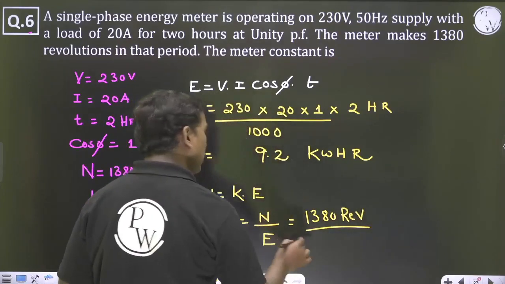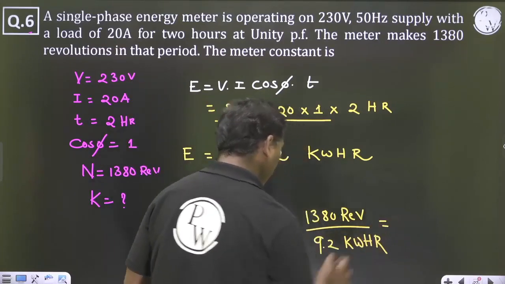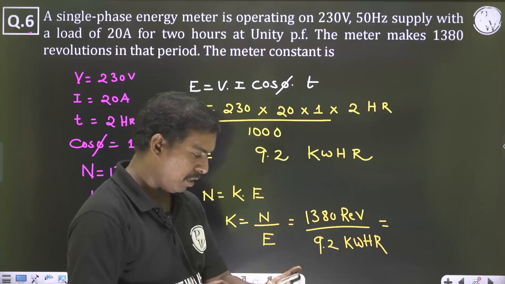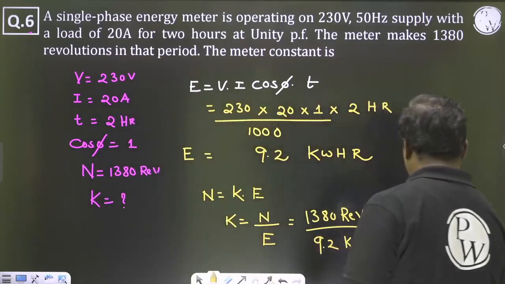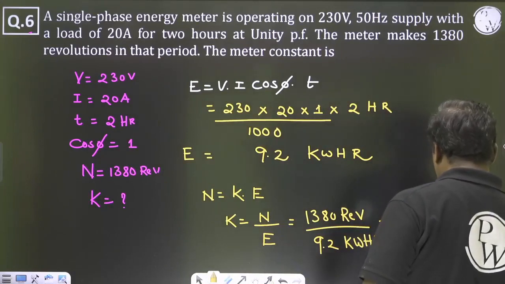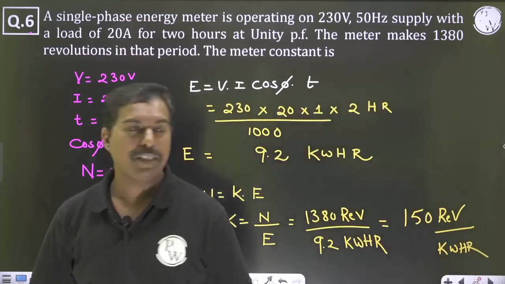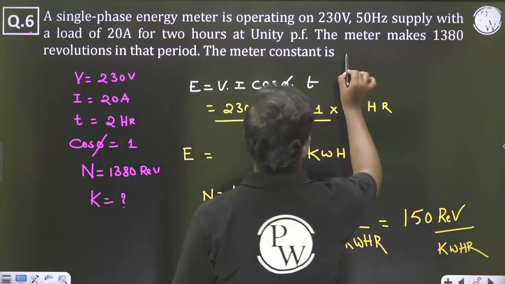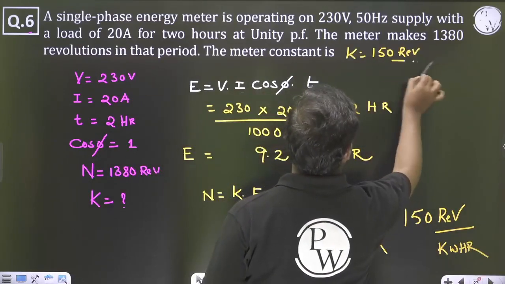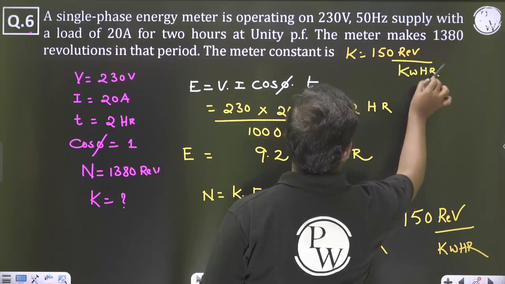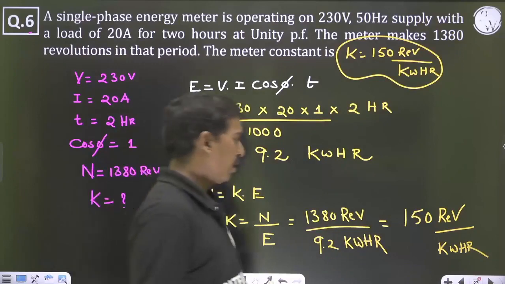Divided by E, which is 9.2 kilowatt hour. So 1380 divided by 9.2, I'm getting 150 revolutions per kilowatt hour. Please check. 150 revolutions per kilowatt hour is the answer. Okay, all are related to that particular topic.